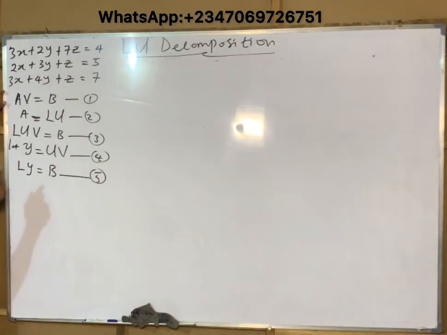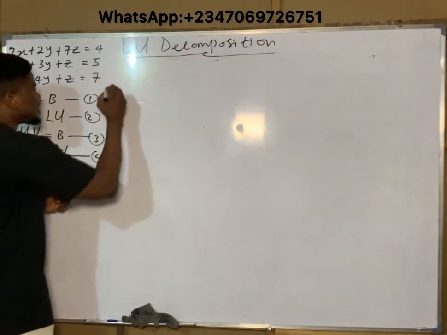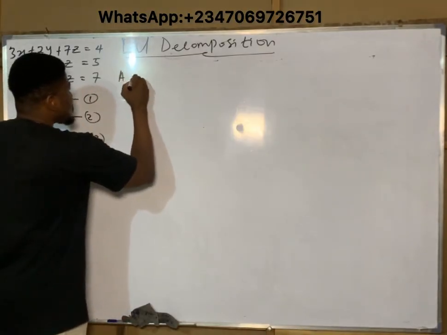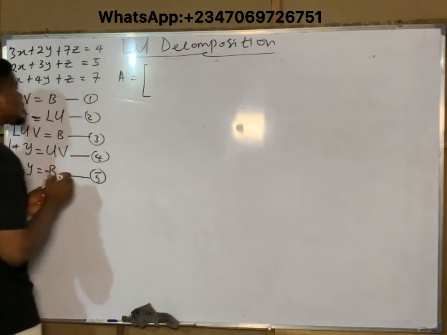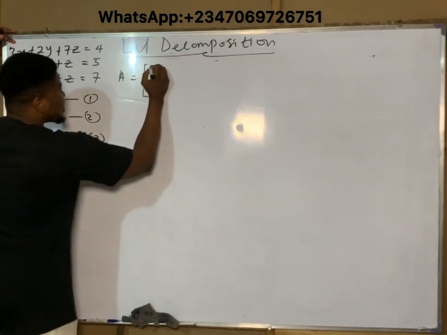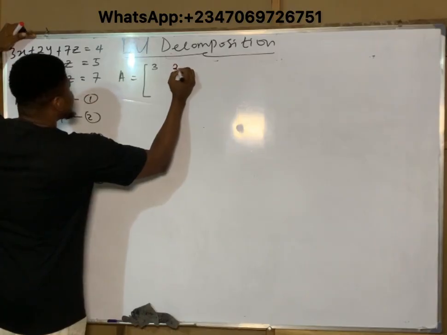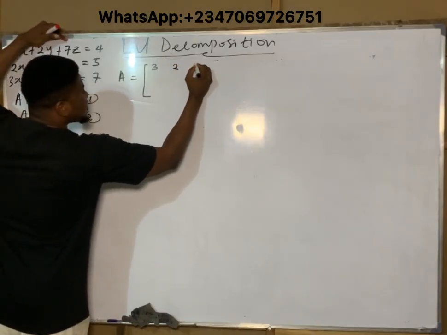So first, we start with the first equation: convert this system of equations into a matrix form that involves the coefficient matrix, the variable matrix, and the constant matrix. Now what is the coefficient matrix A? A is equal to, so we pick the coefficient of each of the variables. The coefficient of x in equation 1 here is 3. So you have 3. For y we have 2. For z here we have 7.